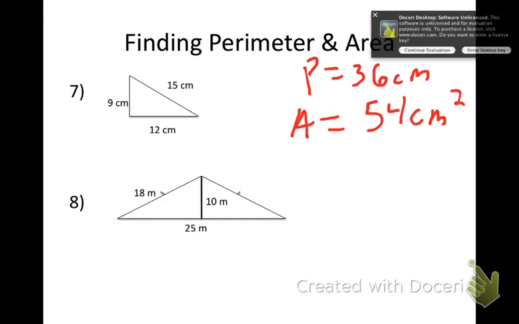What do those tick marks show on number 8? They mean they are what, Tom? Congruent. So if that left side's 18, the right side's 18. What's the perimeter then, Tom? 61 meters. Nice work, sir.